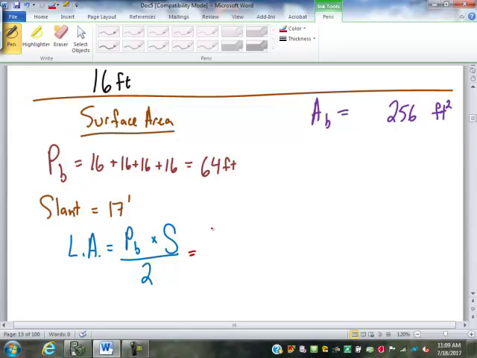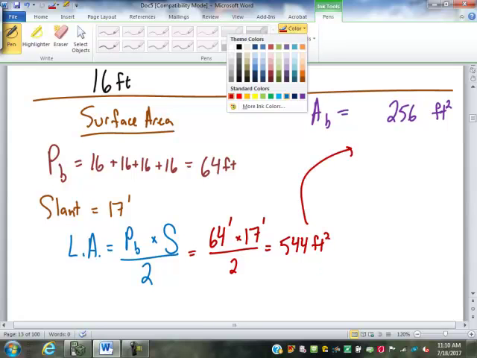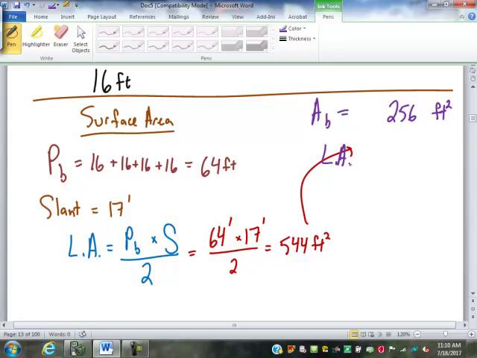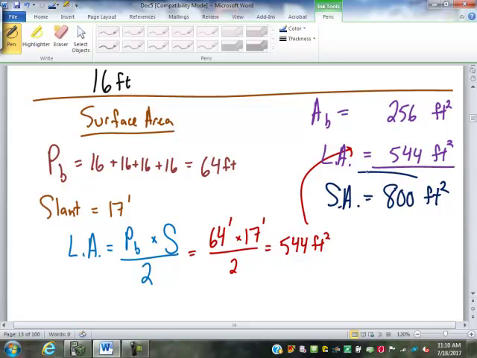So we have the perimeter of the base of 64 feet times that slant of 17 feet. It's going to be divided by 2. Is what, 544 square feet? Perfect. So our lateral area is 544 square feet. We add that to the 256 from our base to get a total surface area of 800 square feet.